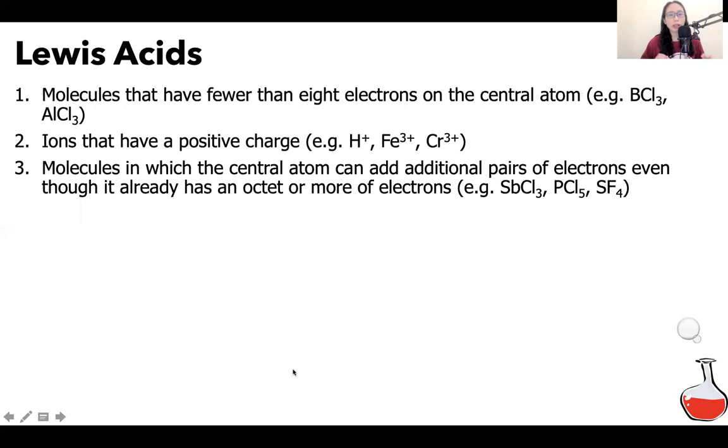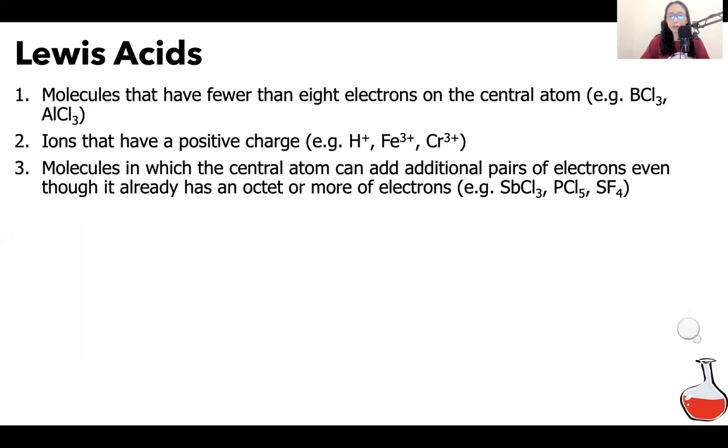Now, under this theory, we define a Lewis acid as an electron pair acceptor, and we define a Lewis base as an electron pair donor. So, what are Lewis acids? These can be molecules that have fewer than 8 electrons on the central atom, those molecules that we find as exceptions to the octet rule. They can also be ions that have a positive charge, such as your proton and positively charged transition metals. And they can also be molecules in which the central atom can add additional pairs of electrons, even though it already has an octet or more of electrons. So these are also listed as exceptions to the octet rule.